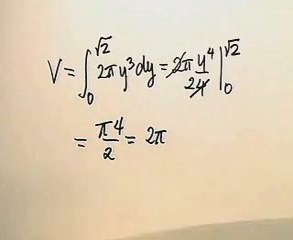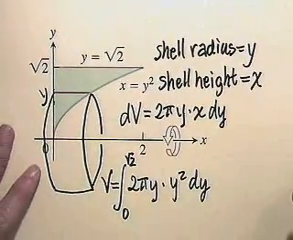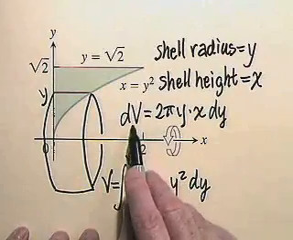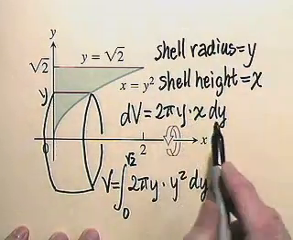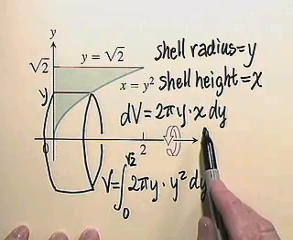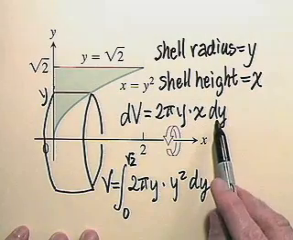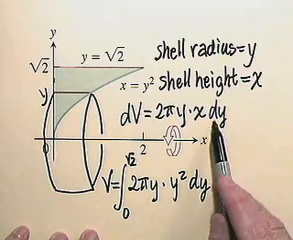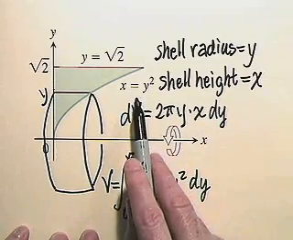Now let's look at this again. Here's our original picture that I looked at. dV is 2 pi y times x dy. We could have turned this into an integration against x if we wanted to. The reason is that we can relate the dy to the dx.